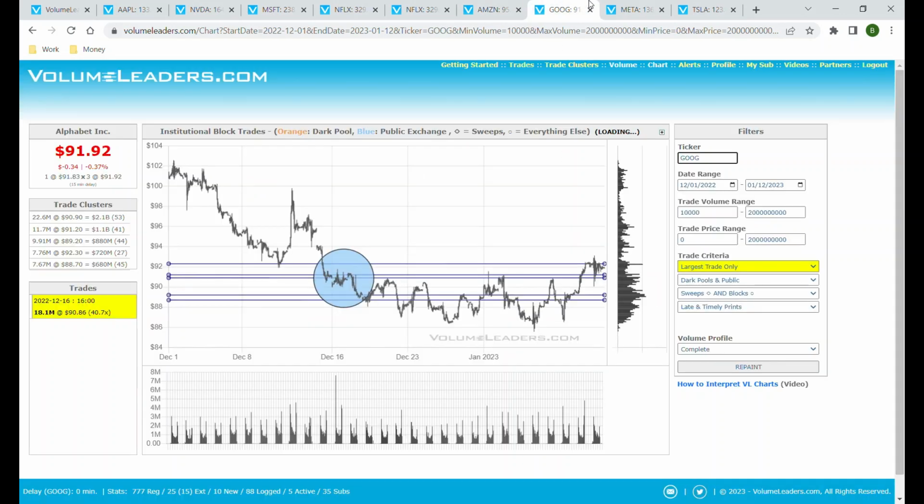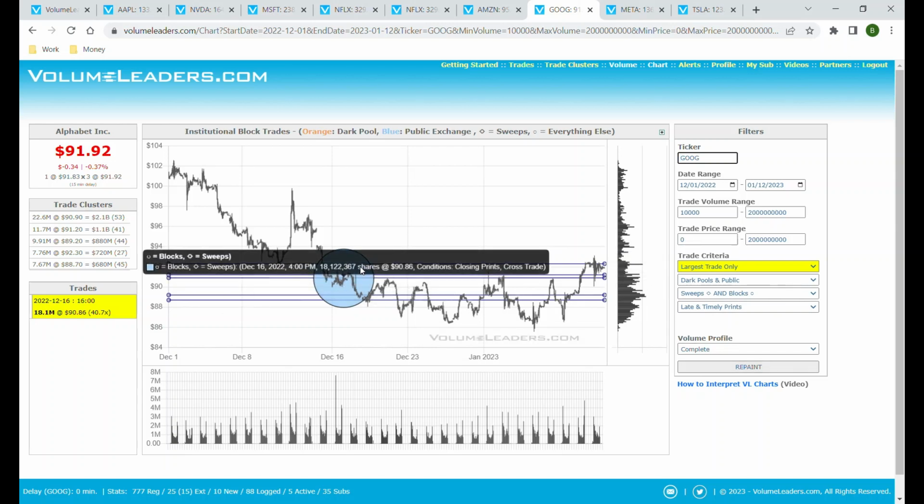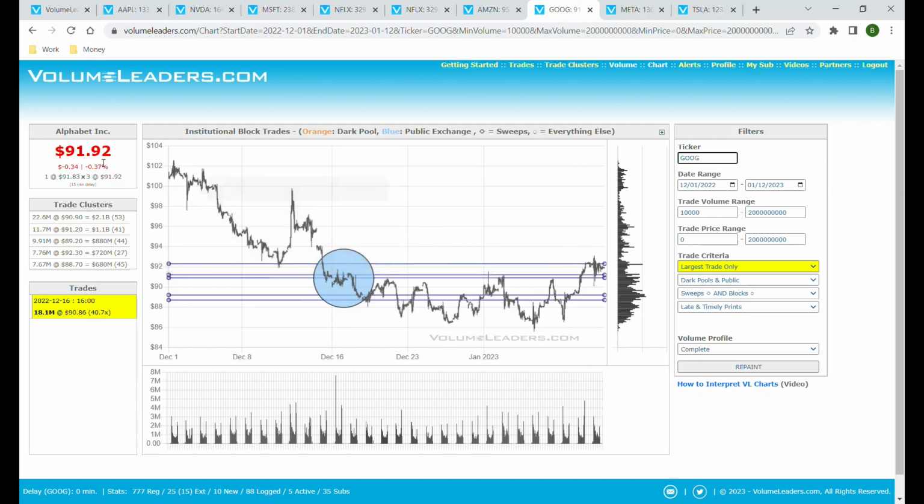Moving on to Google. December 16th, largest trade, 18 million shares. This guy is the 6th largest trade in Google history. Price is still kind of in this chop zone here. It is technically above the level that this trade came in, which was 90.86. It closed at 91.92.